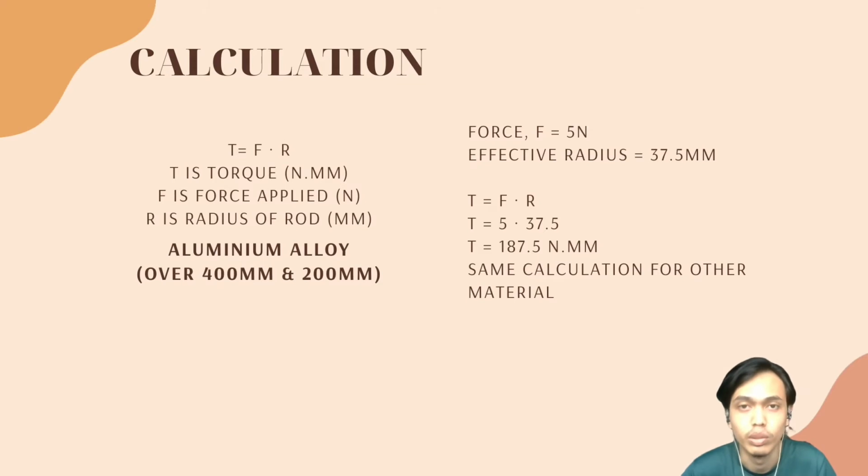So in this experiment, we have just one calculation, which is for the result data. So we have T equal to F times r, where T is the torque, F is the force applied, and r is the radius of the rod. So like earlier, we applied F equal to 5 Newton and the effective radius is 37.5 mm. So after we calculate, we get the value of torque.